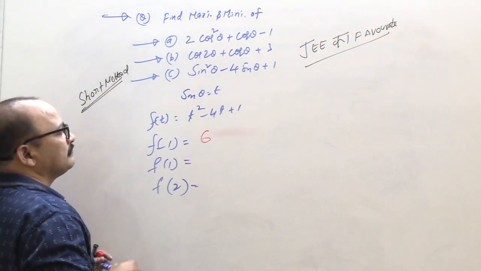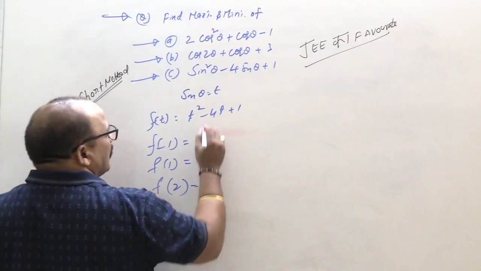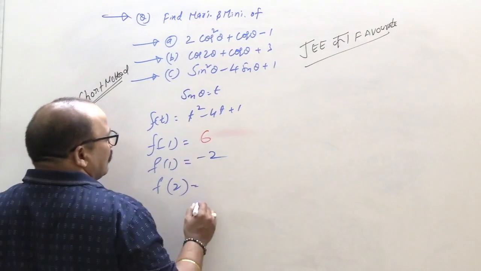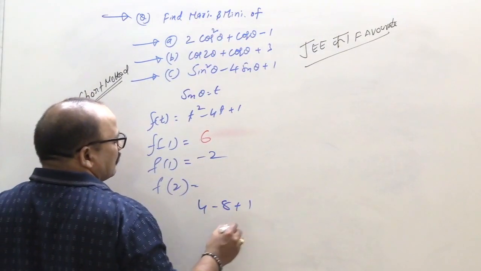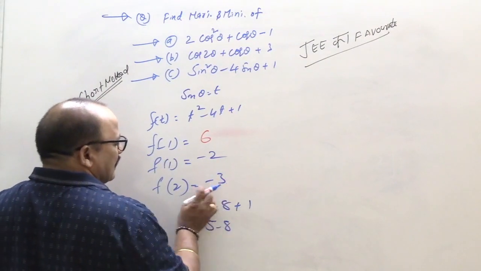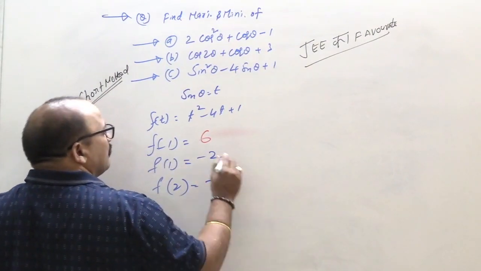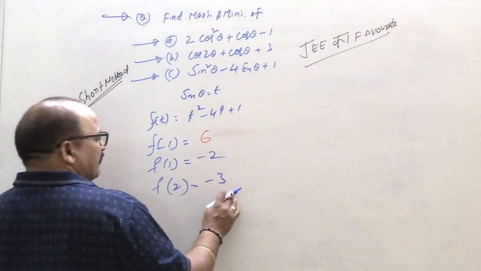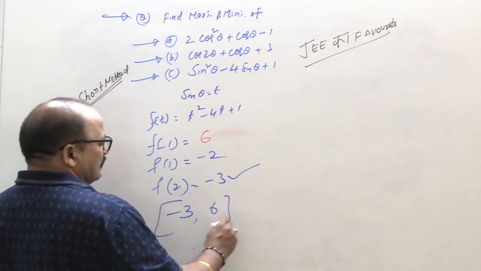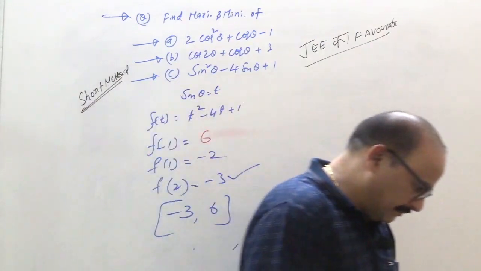F of 1 is 1 minus 4 plus 1, which is minus 2. F of 2 is 2 square, 4, minus 8, plus 1, which is 5 minus 8, minus 3. What is the maximum value? What is the minimum value? The maximum value is 6 and the minimum value is minus 3. Our final answer is minus 3 comma 6. This is the answer.